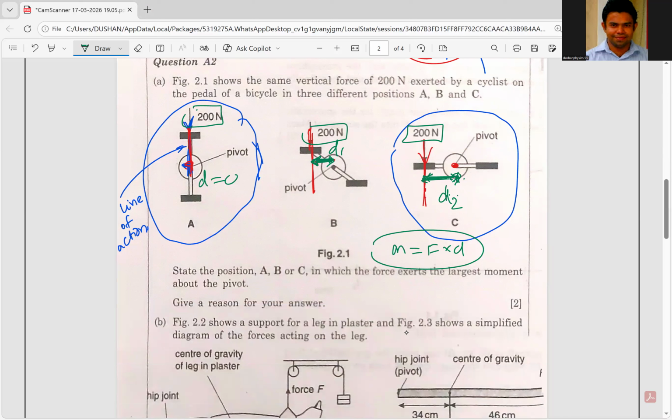Which was the largest moment? What is the answer? A part. You're going to say C is the largest moment. Why? What is the reason? It has the greatest perpendicular distance from the pivot. Yes, perpendicular distance. At the same time, within brackets, please write down greatest distance between pivot and the line of action.